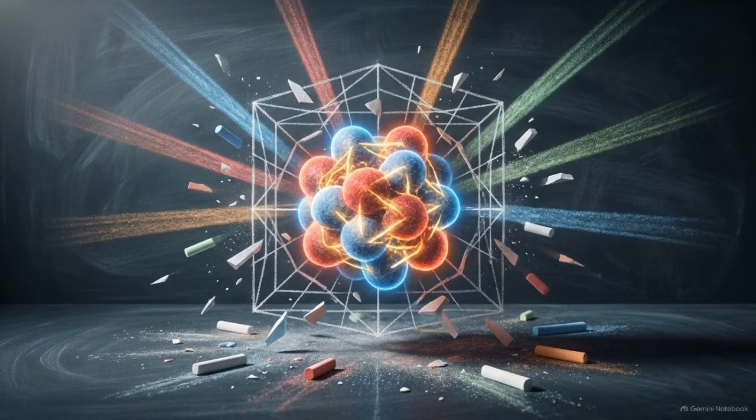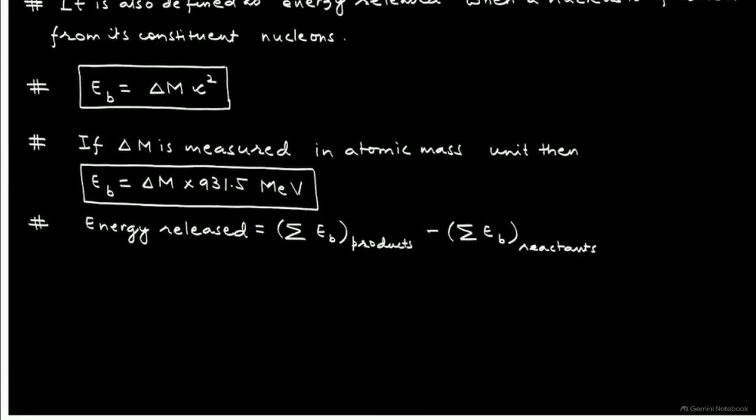We can now shift our framework from the static stability of single atoms to dynamic nuclear reactions, specifically nuclear fusion. The bottom equation on this page dictates the universal rule for these reactions. The total energy released is simply the sum of the binding energies of the resulting products, minus the sum of the binding energies of the initial reactants.